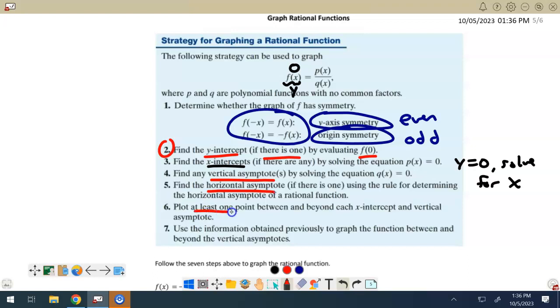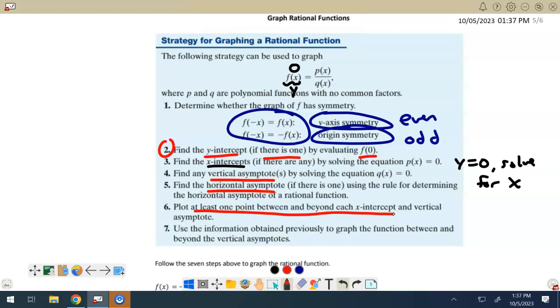Plot at least one point in between and outside of the asymptotes and the x-intercepts, right? Because the x-intercept is going to give you 1 point, or maybe 2 points, depending on how many there are, which will help us graph. But in any area where there's no points, you need to plot at least 1 point so you kind of know what the graph's going to do, right?